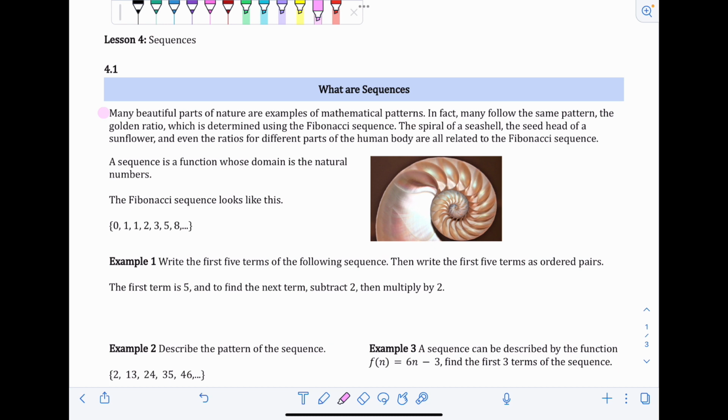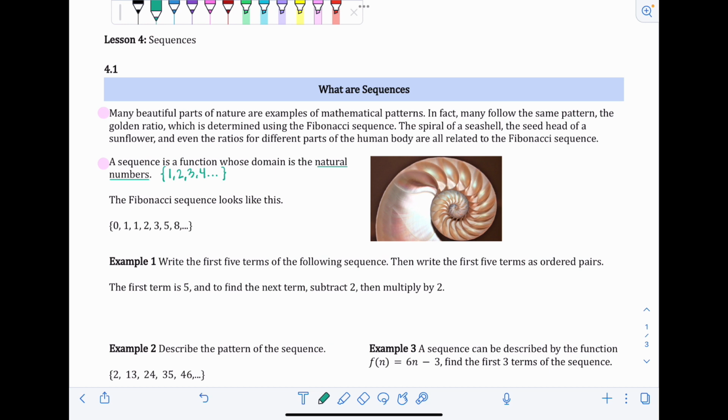A sequence, not just Fibonacci, but a sequence in general, is a function whose domain is the natural numbers. The natural numbers are the numbers that you count with. So all positive numbers with no decimals or fractions. The set of natural numbers would be 1, 2, 3, 4, and so on. It would go up forever, but it wouldn't go down at all. So it's all of the positive whole numbers.